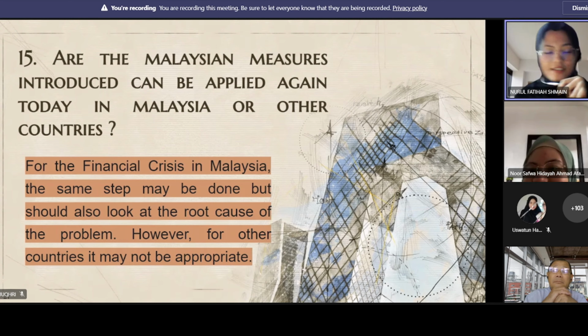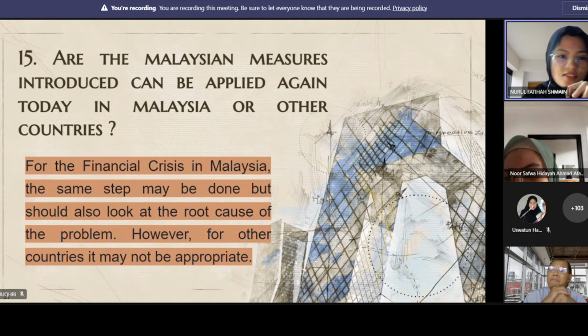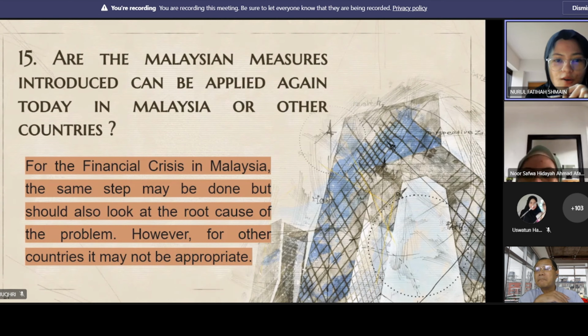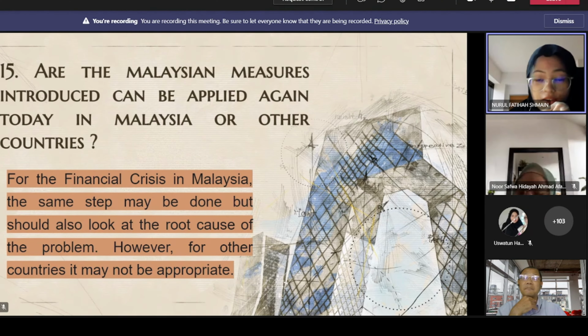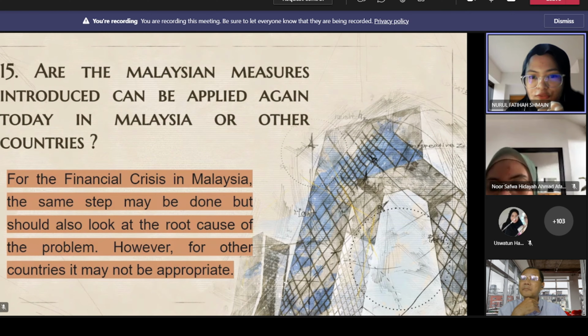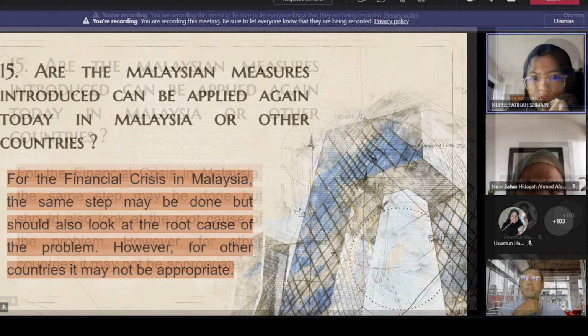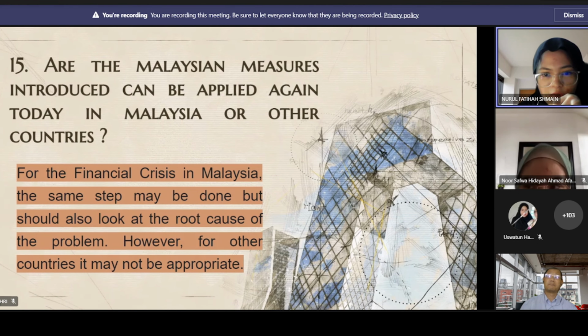Next, for the last part, the Malaysian measures introduced can be applied again today in Malaysia or other countries. For the financial crisis in Malaysia, the same step may be possible but we should also look at the root cause of the problem. However, for other countries, it may not be suitable because we have to look at their economic system and so on. For example, in the 1997-1998 financial crisis, although the IMF provided financial loans, Malaysia did not take it. Malaysia used their own domestic financial resources.